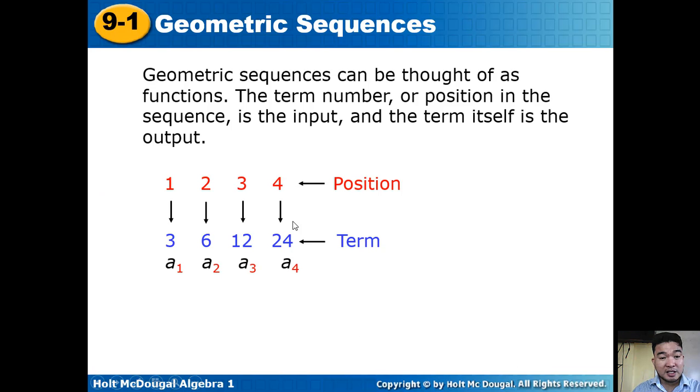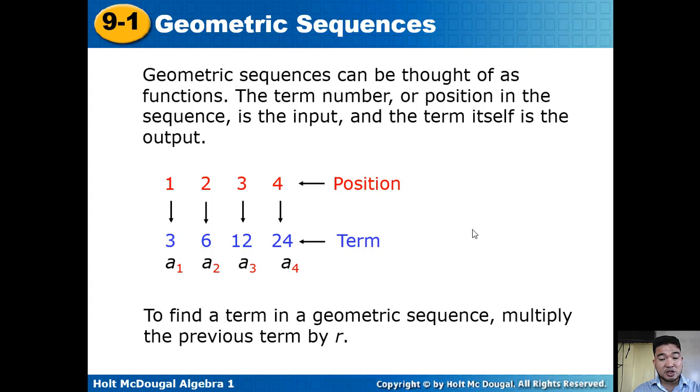Alright, so in this example, these are our inputs, the positions of our sequence, and these are the terms. The terms of the geometric sequence are 3, 6, 12, and 24. So we have here 4 terms in the geometric sequence. We call them the first term or A sub 1, A sub 2, A sub 3, and A sub 4.